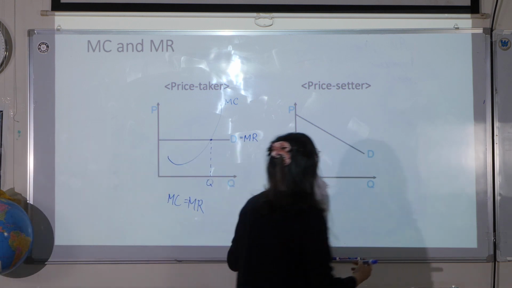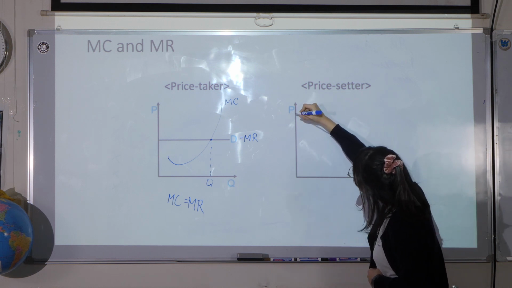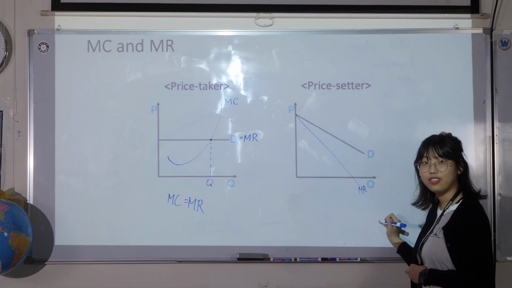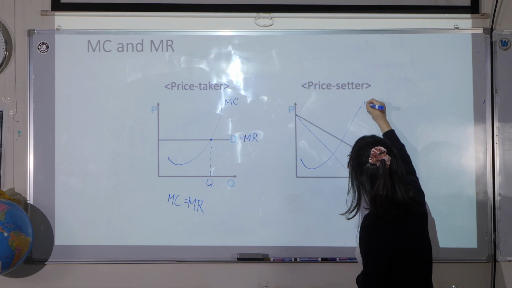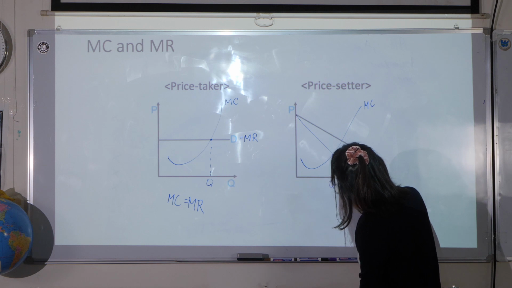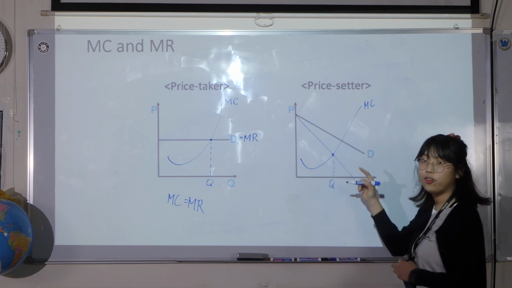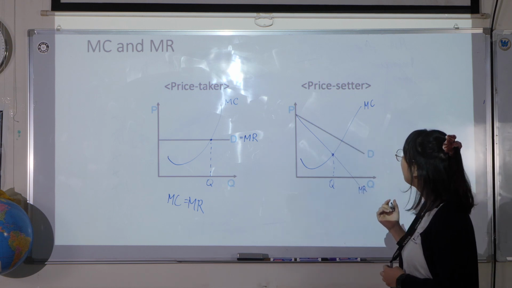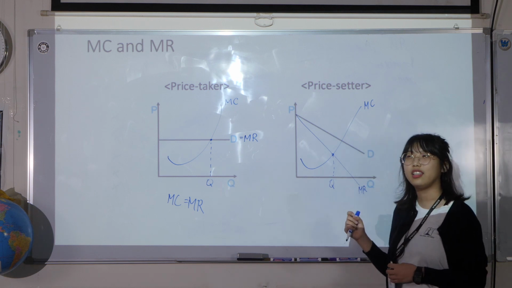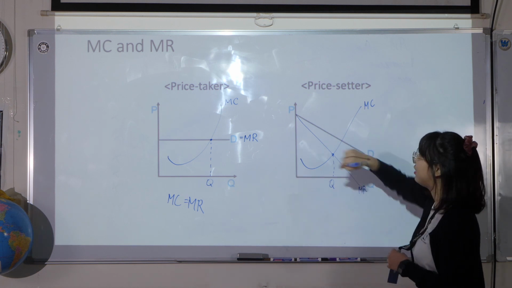For price setters, this is their demand curve. This would be their marginal revenue. And then marginal cost would be the same. So at this point, they're loss minimizing. You have to be careful about the intersection. This curve is important, because when you're learning the market structures, you would use this curve a lot. So remember these graphs.